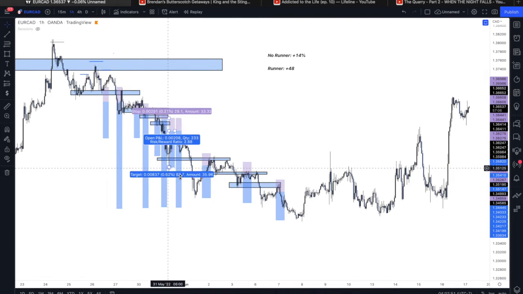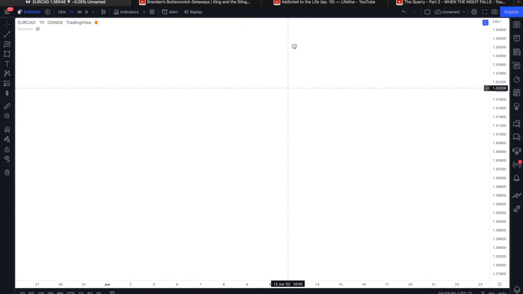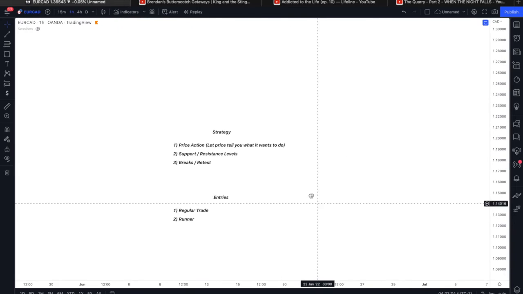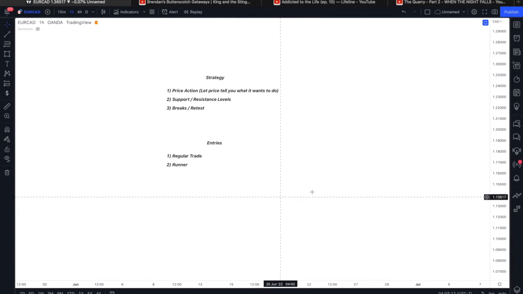And then now you got 12 and now you got 8. Instead of just taking those one trades, you're able to just trail the stop loss and go as far as you can, right? So again, this other thing I moved down here, very simplistic, right? The strategy is price action. Let price tell you what it wants to do. Support and resistance levels and breaks or retests, and the entries, you have one regular trade and one runner.